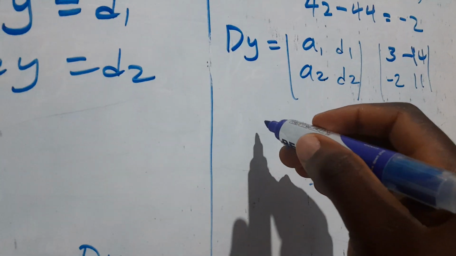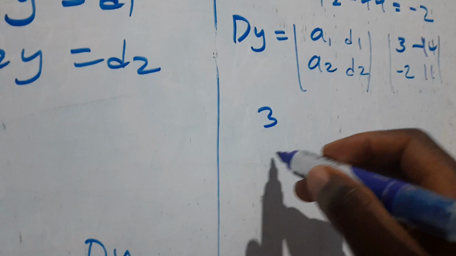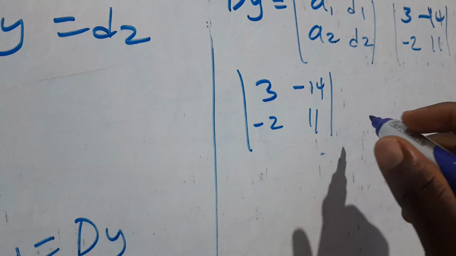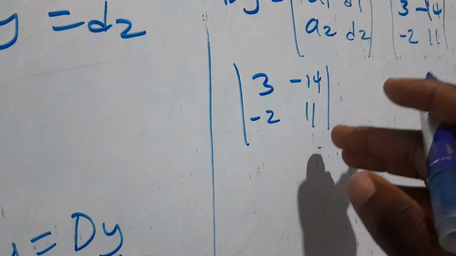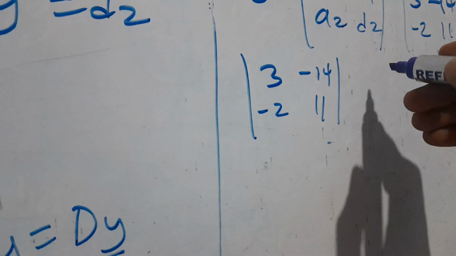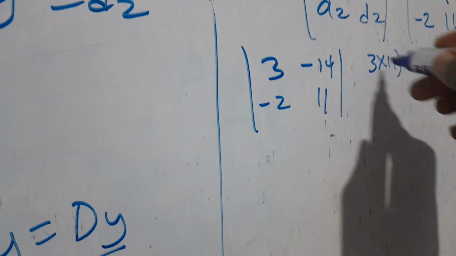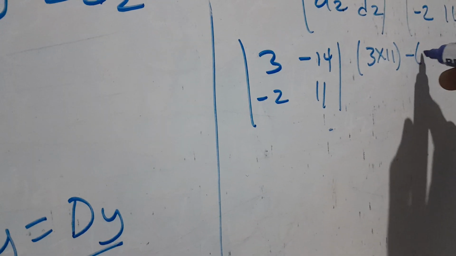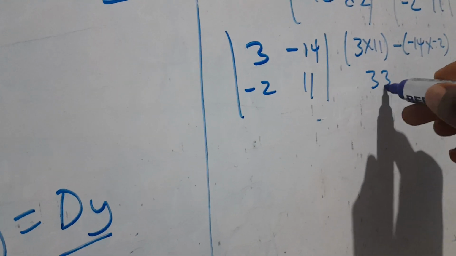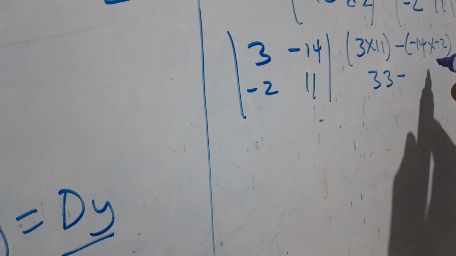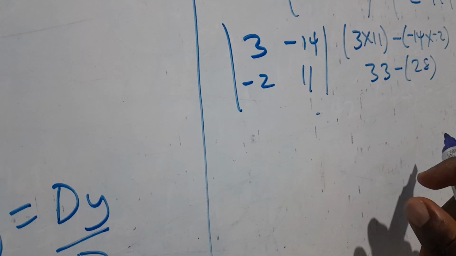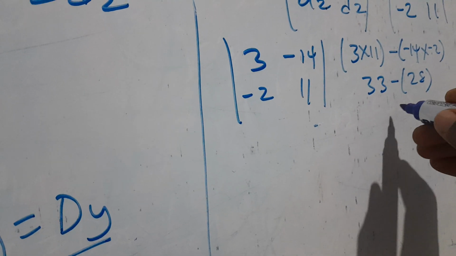You then find the determinant for 3, 4, negative 14, 11. This is a 2 by 2 matrix. To find the determinant, you multiply the main diagonal, and then you subtract the minor diagonal. You will have 3 times 11, then you subtract negative 14 times 4. This will be 33 minus 28. Negative 33 minus 28 will give you 5.